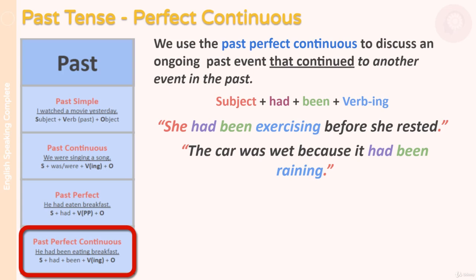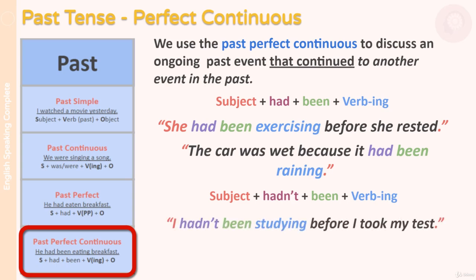So here our past perfect continuous structure is at the end of the sentence. Really interesting to be able to use starting with past perfect continuous, like example 1, but also finishing with the past perfect continuous, like example 2. Okay, and to use in the negative form, simply use had not, contraction hadn't. I hadn't been studying before I took my test.